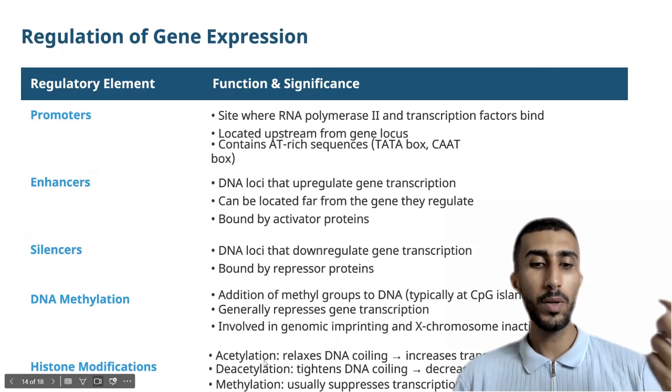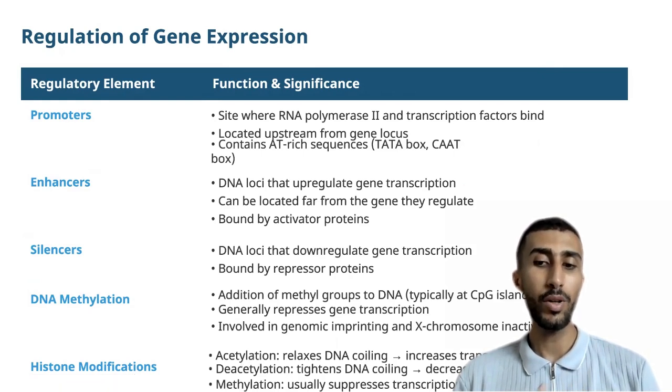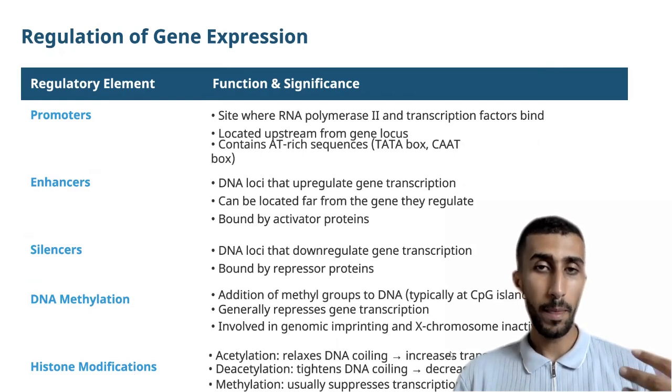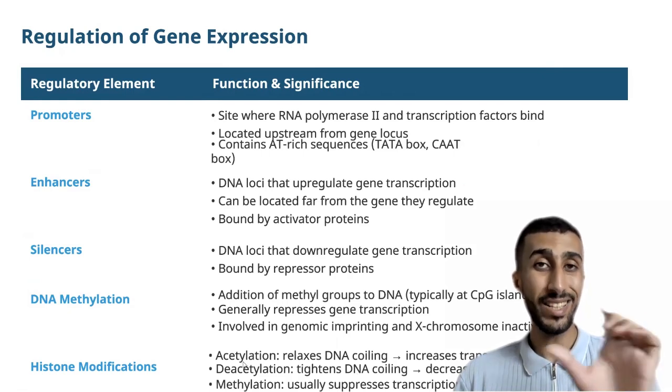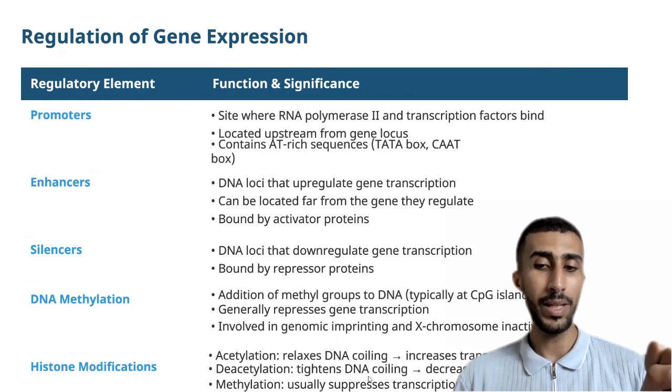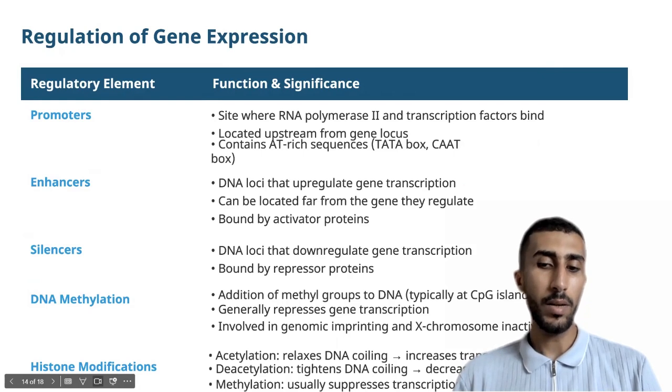So the histone, remember, the chromatin has histones and the DNA wrapped around them. By manipulating the histone, we are going to control the proliferation of the cells and the replication. So acetylation relaxes the DNA coiling and increases transcription, which is the formation of RNA. And deacetylation tightens the DNA coiling. So acetylation is activatory, relaxing and making transcription increase, while deacetylation tightens coiling and is inhibitory. It is going to decrease transcription. Methylation, of course, is going to suppress transcription.